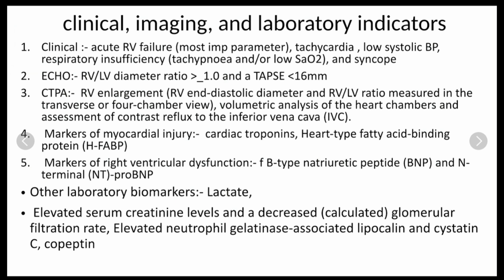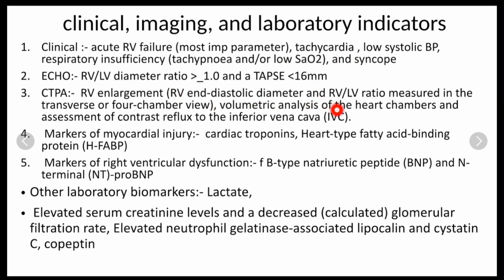Now we will discuss the clinical, imaging and laboratory indicators. Clinically, acute right ventricular failure will be there, which is the most important parameter. Tachycardia will be there, low systolic blood pressure will be there, respiratory insufficiency meaning tachypnea will be there, low oxygen saturation will be there, and syncope will be there. In 2D echo, the right ventricle to left ventricular diameter ratio will be more than 1, and TAPSE will be less than 16 mm.